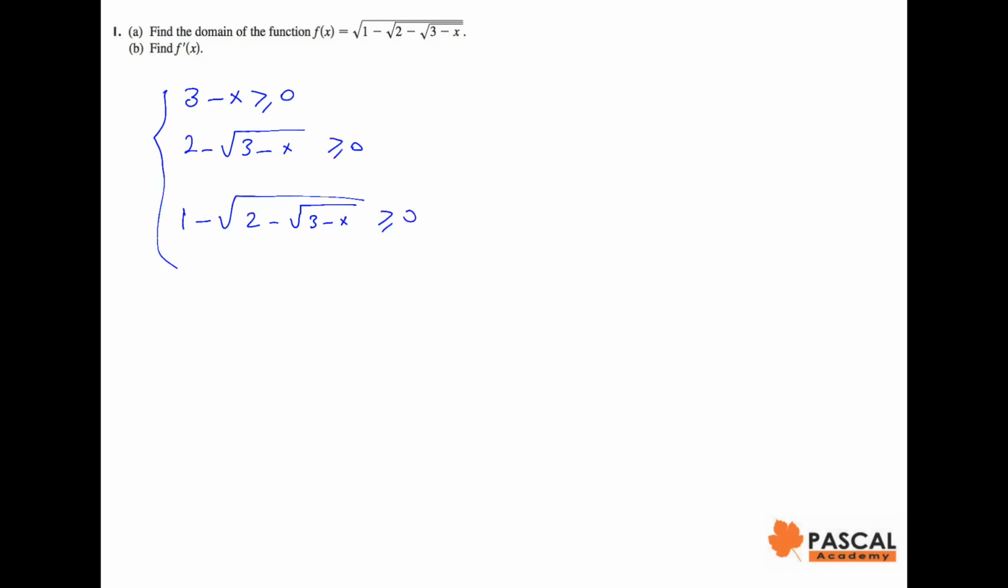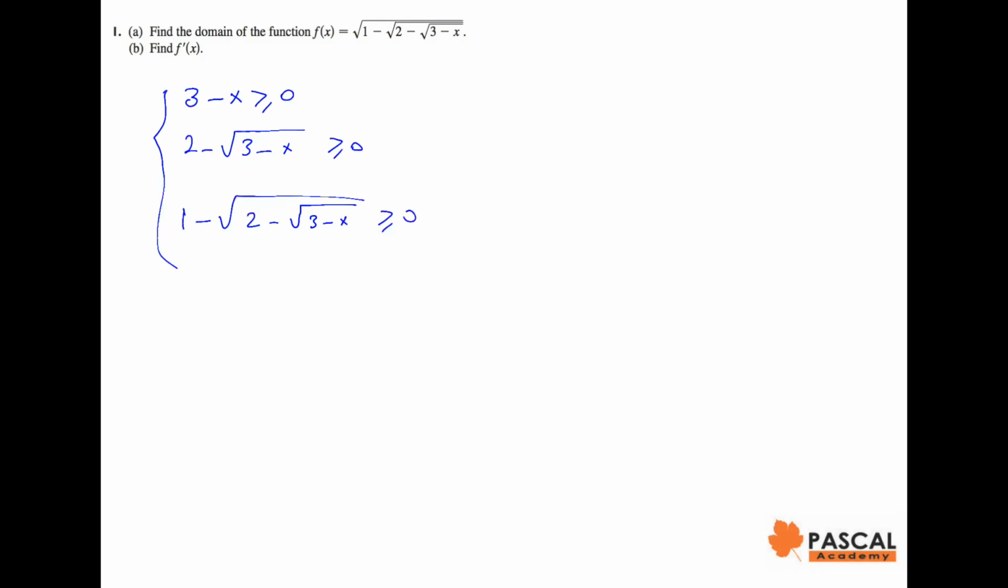3 minus x must be greater or equal than 0. 2 minus square root of 3 minus x also must be greater or equal than 0. And finally, 1 minus square root of 2 minus square root of 3 minus x must be greater than 0.